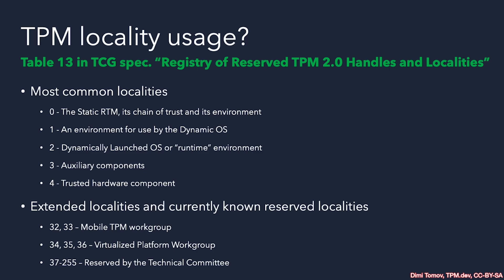Here is a better overview of the different levels and how they're linked to the different stages of the system boot, and also what the expected software type is to use these locality levels. On the bottom of the screen, you can see the so-called extended localities that were added later. Some are reserved, but most are actually available, and depending on the needs, the technical committee of the TCG can decide to reserve additional ones for your use case. In most applications, the existing 24 PCRs with the typical 5 levels of locality are sufficient.